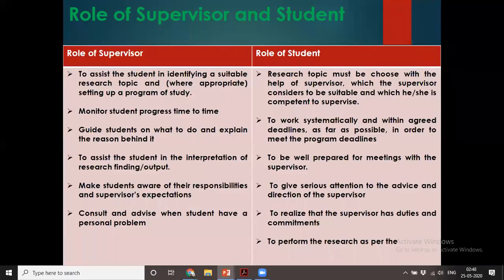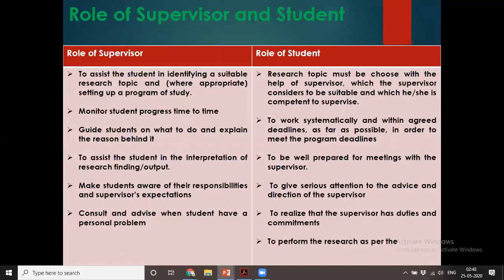The next is to be well prepared for meetings with the supervisor. Actually, what happens is that some research scholars do not complete the work which has been given by the supervisor, and when they meet the supervisor, they are not able to show the work they got in the previous meeting. That makes a conflict between the research scholar and the supervisor.